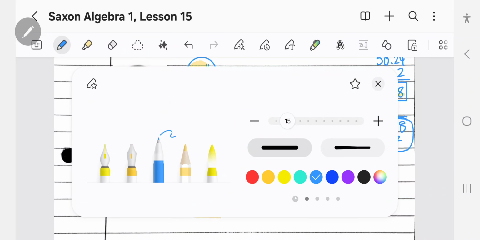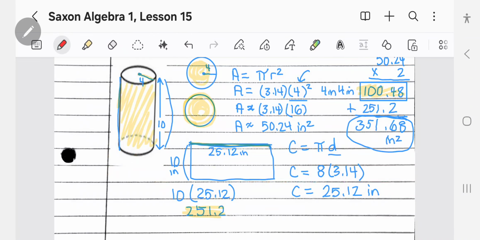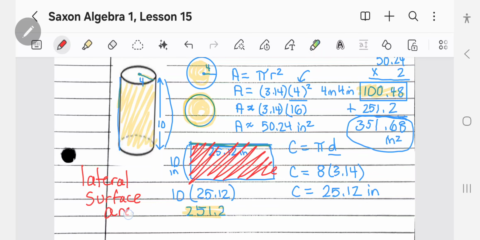Now, I want to talk about one thing that the book points out. When we found the area of the bases, you're good with that. You know how to do that. When we unwrapped that side and pretended that we cut it and rolled it out so that we could look at the rectangle and find its area, this area of this side is called lateral surface area. Okay, that's what that's called.